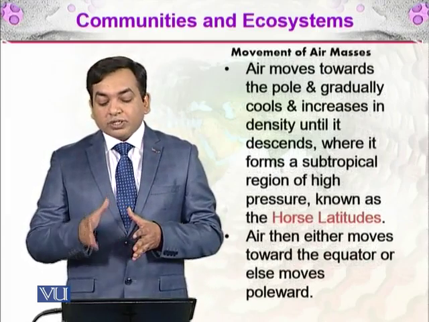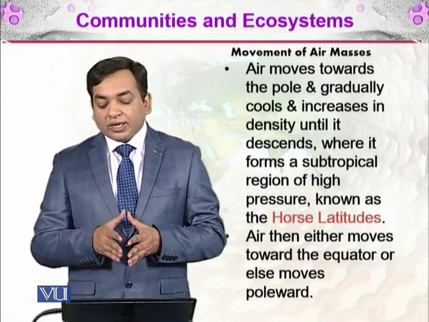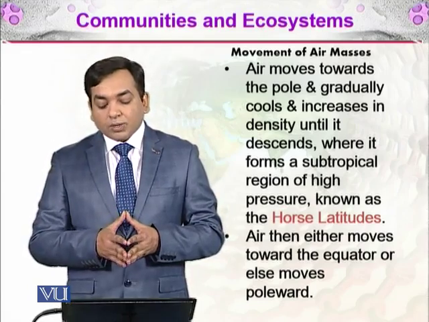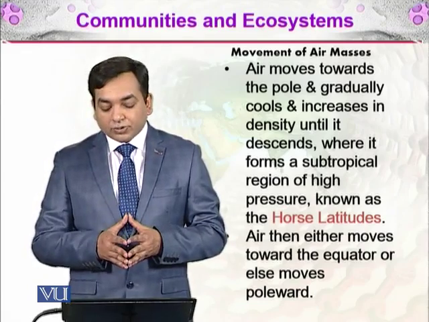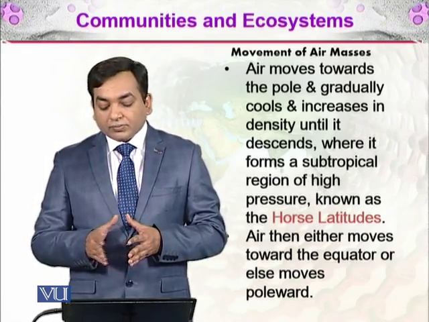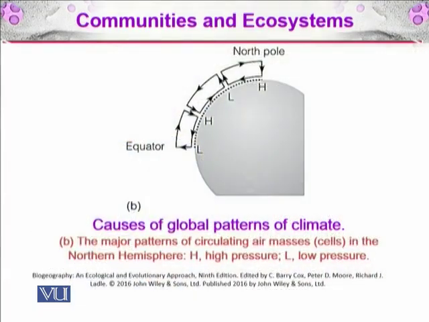Air moving towards the pole gradually cools and increases in density until it descends, where it forms subtropical regions of high pressure known as the horse latitudes. Air then moves either towards the equator or polewards. Here you can see the causes of global patterns of climate. Part B shows the major patterns of circulating air masses in the Northern Hemisphere. H is for high pressure and L for low pressure.